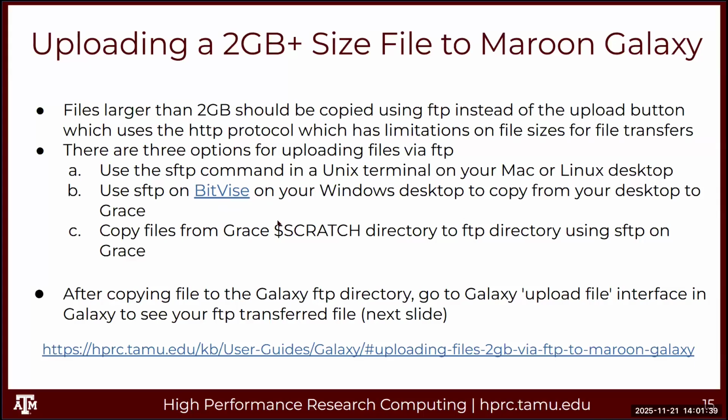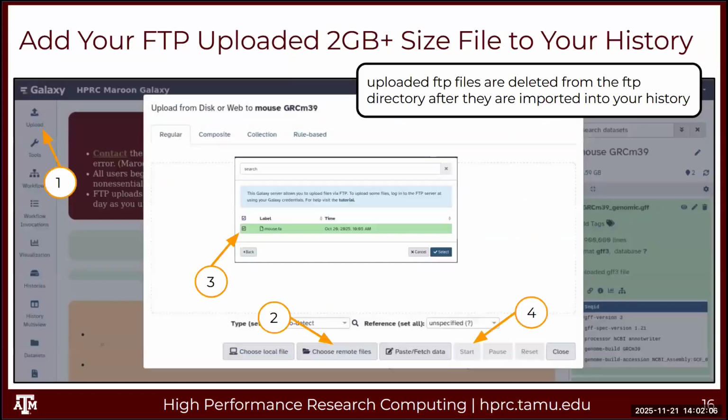If you have some files on Grace already in your Scratch directory and you want to import them into Galaxy, you can use the SFTP command on Grace and copy them to your FTP directory for Galaxy. There's some information and documentation on how to do that in our Galaxy user guide.